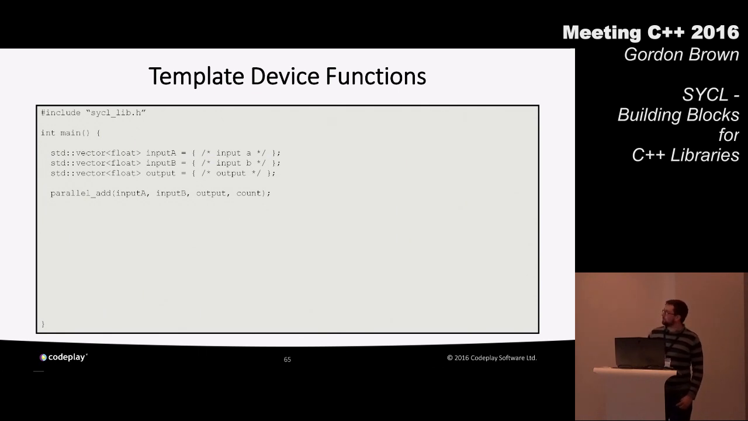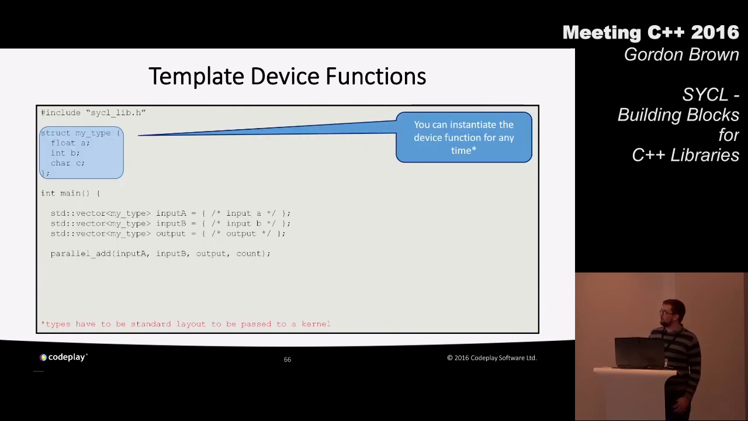If we go back to the original example where we called the parallel add function, we can now create our own type, my type, create vectors of this type, and then call the parallel add, and this will instantiate your device function for that type. This will generally work for any type, with the caveat that the types you pass to device functions in kernels in SYCL have to be standard layout. The reason for that is that you're compiling the code for a host and a heterogeneous device with a different architecture, so you need to be able to make guarantees about the layout of the memory.